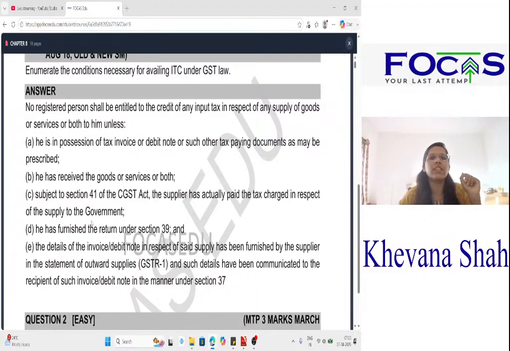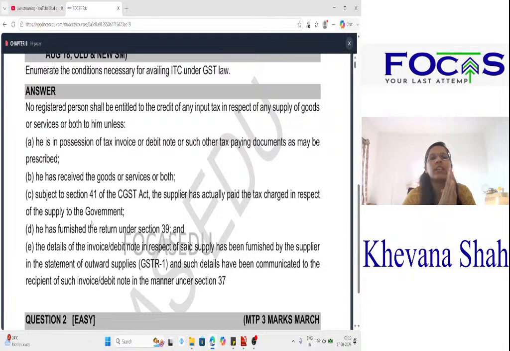No registered person shall be entitled to the credit of ITC in respect of any supply of goods or services or both to him unless he is in possession of tax invoice or debit note or such other tax paying documents as may be prescribed. So he should be having the tax invoice, the debit note or any other tax paying documents which are prescribed under the GST law. Then he should have received the goods or services or both, and the supplier has actually paid the tax charged in respect of the supply to the government. So whatever the supply is there, the supplier should have actually paid the taxes to government, then only you can claim the ITC for the same.